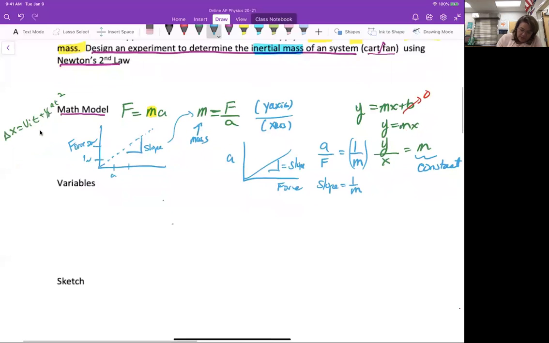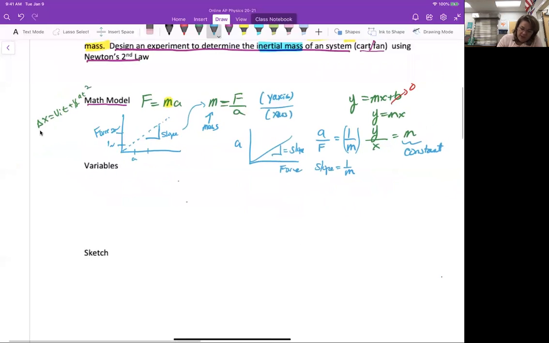All right, continuing on. So based on my original math model, what are my variables? Well, I have force and I have acceleration.